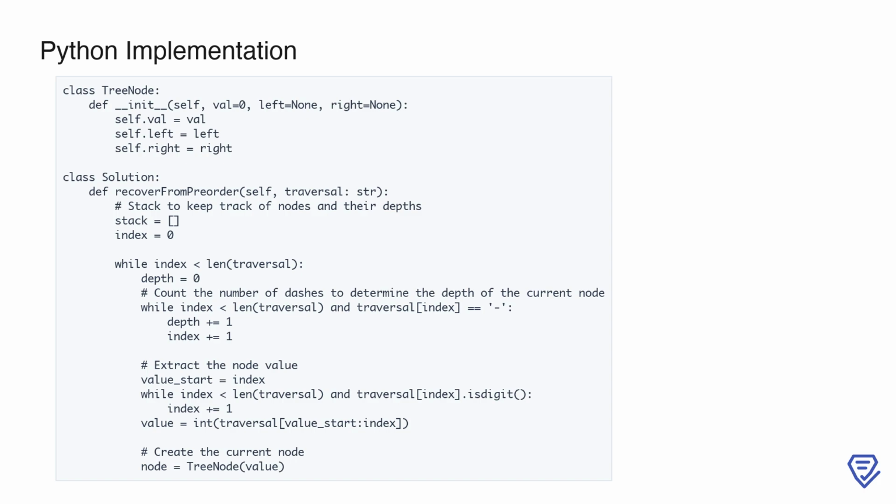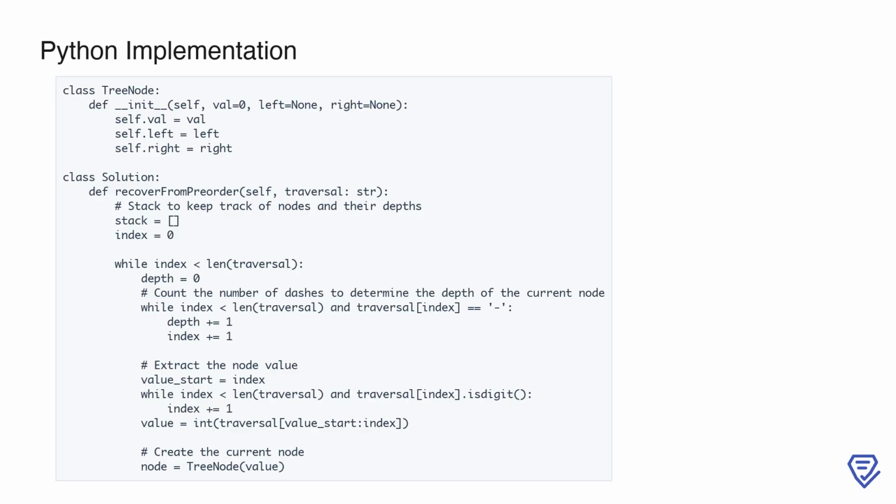The main portion of the function begins with a while loop that iterates through the traversal string. First, we calculate the depth of the current node by counting the number of consecutive dashes. Each dash corresponds to one level deeper in the tree. For each dash, we increment the depth variable and move the index forward. Once the depth is calculated, we proceed to extract the value of the node. We mark the starting position of the value and continue moving the index forward as long as the current character is a digit. After extracting the complete numeric value, we convert it to an integer.